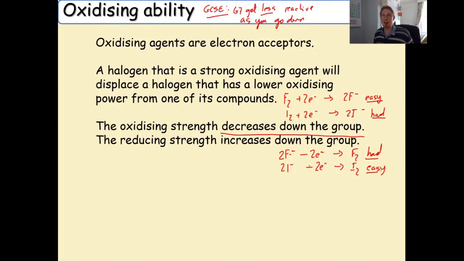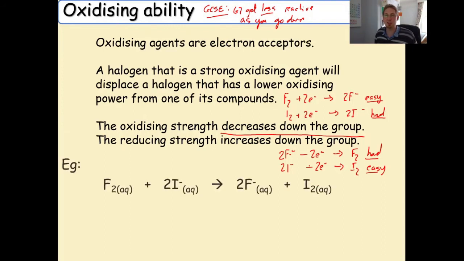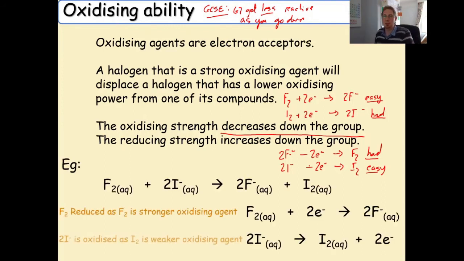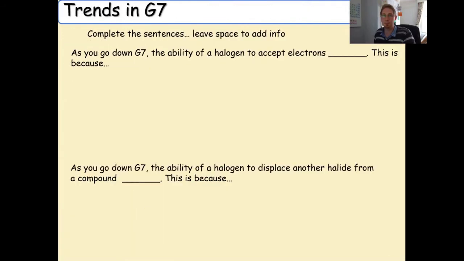So iodide is a much stronger reductant than fluoride. You've also got to be able to discuss whether or not, for example here, fluorine would be able to take electrons from iodine, and of course it would. You know that from GCSE.